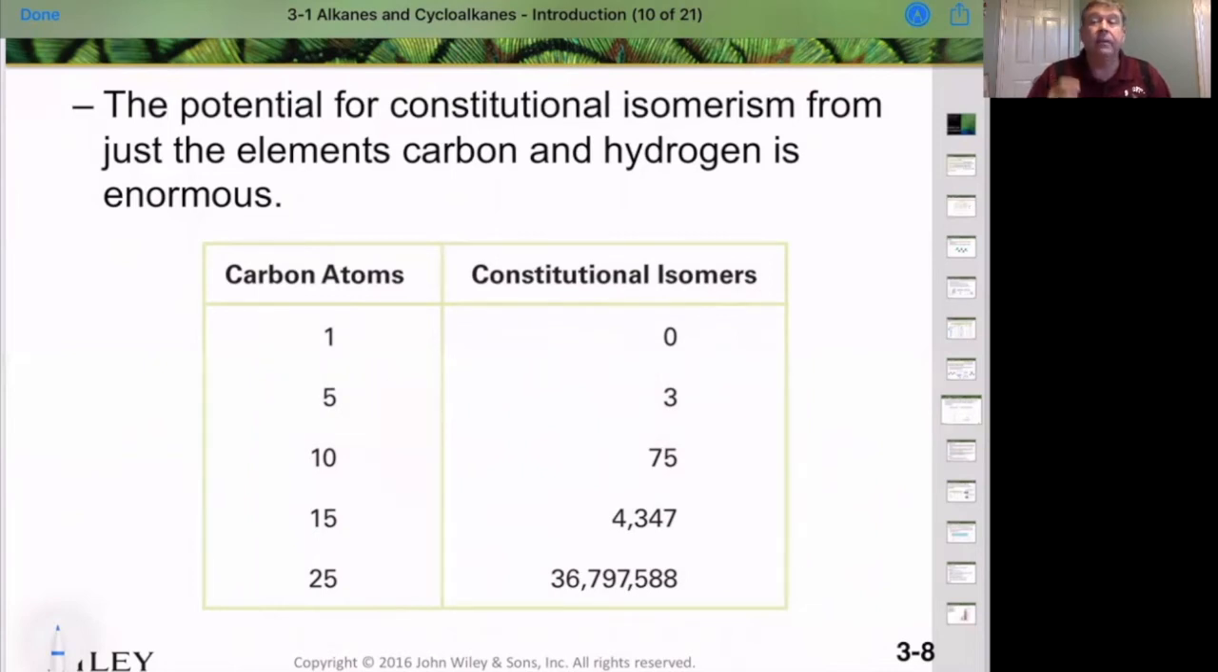So we need a systematic way of naming these things so we have an unambiguous way to say we have exactly this compound, and everybody can draw it that way. We'll get into the nomenclature of this in the next video.